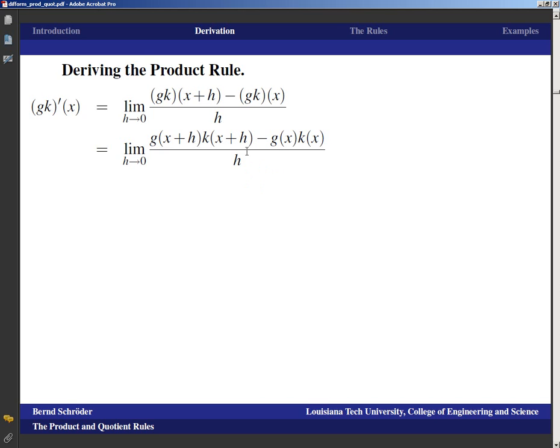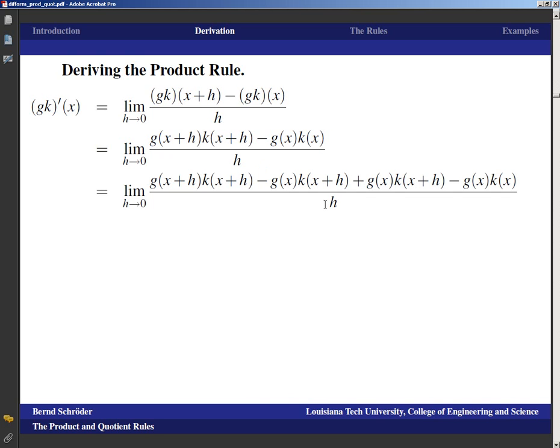But if we had an extra term, say, g of x times k of x plus h, then we could factor out a k of x plus h. And that's exactly the idea for the proof. The only thing that happens in this step, even though it may look a little bit intimidating, is, remember, there are two tricks in mathematics, adding 0 and multiplying by 1. Well, we've added 0 here, right? These terms just add up to 0, and it's just that these terms happen to work out in such a way that we can factor things out nicely.